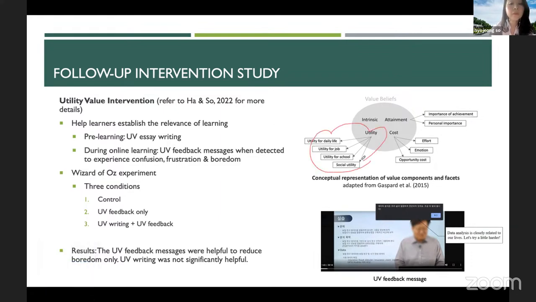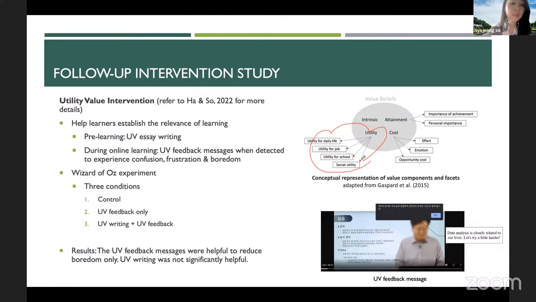So you need to have the utility value for your life, for your job or school, or for the society. And then you establish the relevance of learning, and then you can feel the learning process is relevant and you are more motivated and engaged. That's the very simple idea behind utility value intervention.